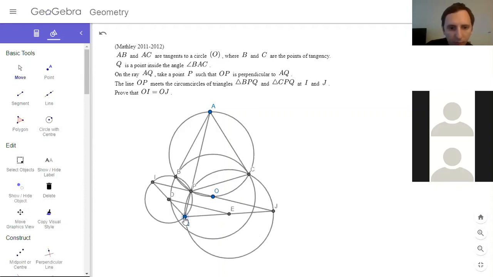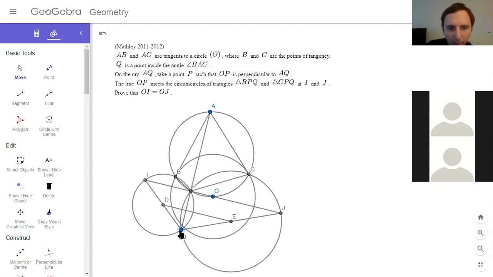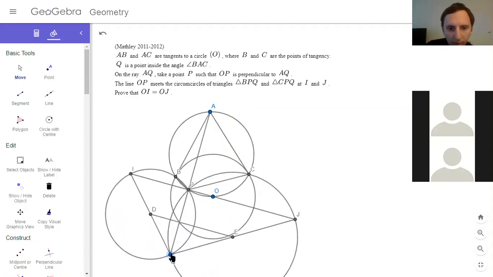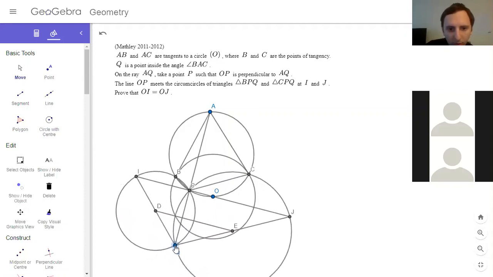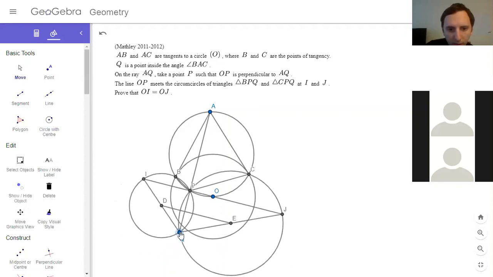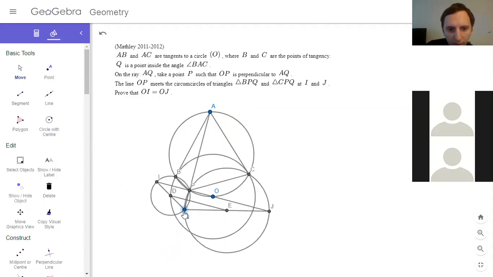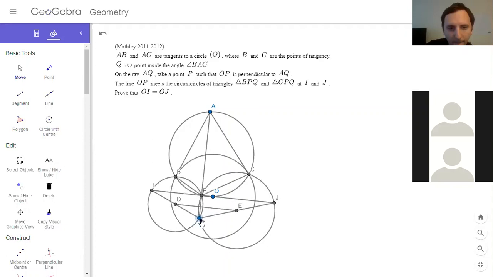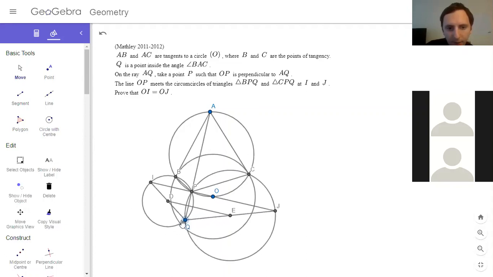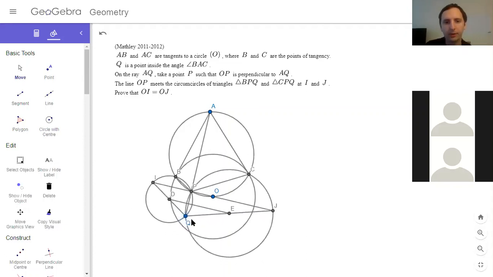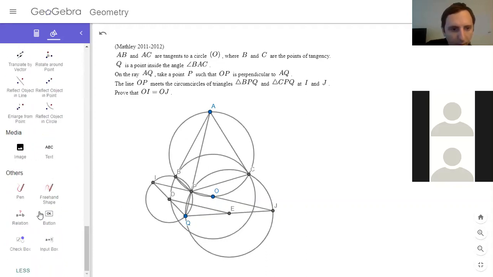Let's see. So if we move Q along the same ray, does the figure just sort of stay? Yeah, there's a lot of flexibility in this configuration. I mean, Q could be any point, right? Let's see if there's another circle.